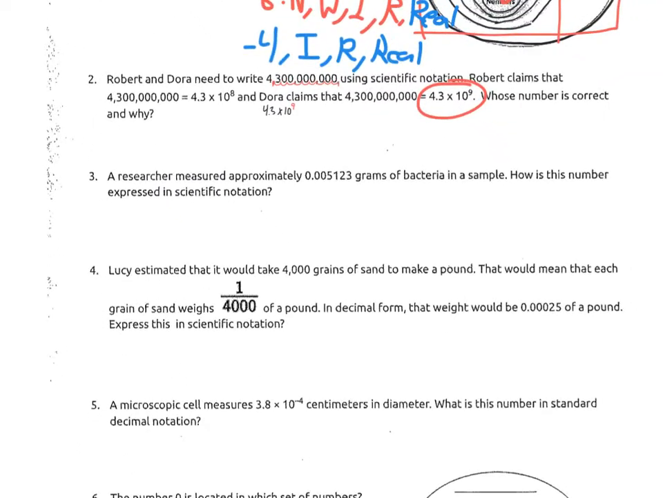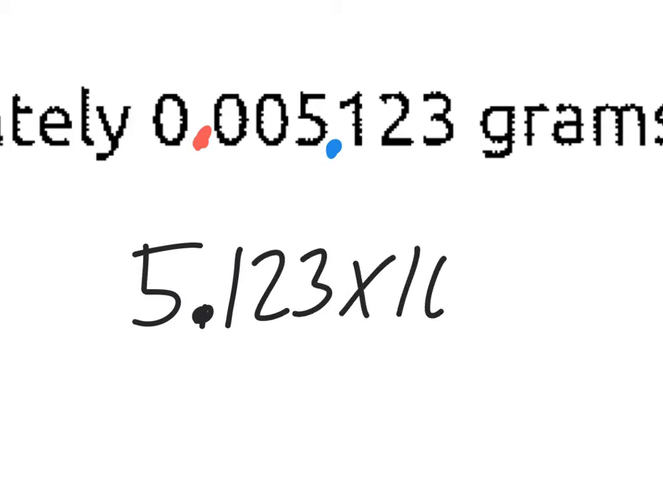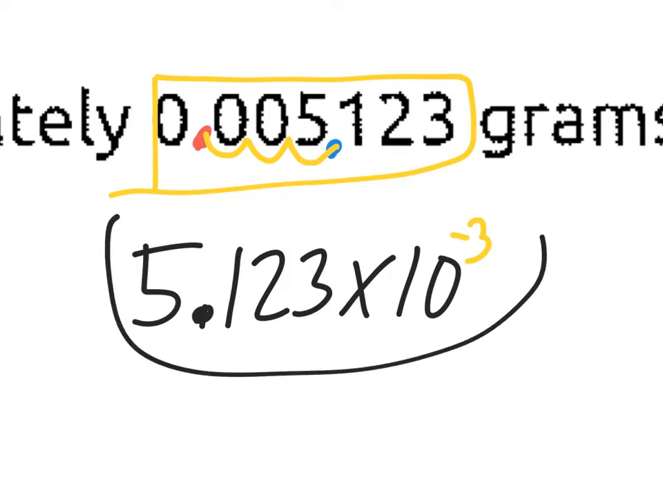Alright, number 3. A researcher measured approximately 0.005123 grams of bacteria in a sample. How is this number expressed in scientific notation? So I'm going to zoom on in. You'd think scientists would be able to figure this out for themselves, but apparently not. Here's our decimal. Here's where we want it. I'm going to write that number out. 5.123 times 10, and we've had to move the decimal 1, 2, 3 places. Now, if you're getting confused by the positive or negative, this is a really tiny number, so it's going to be a -3. That's what we're looking for.